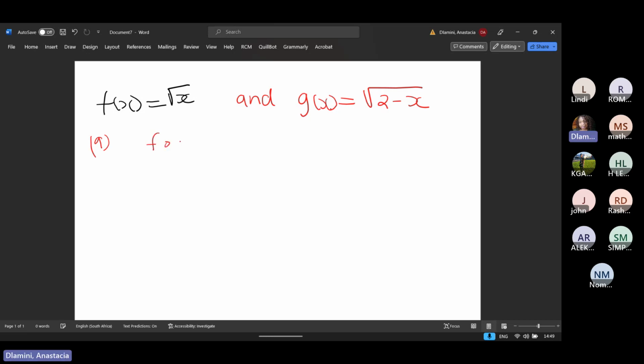We have f composite g. This means that from right to left, the second one after the small circle is the inside function. So this is g of x, right? Where we see x in f, we put g of x. So this is f, guys.